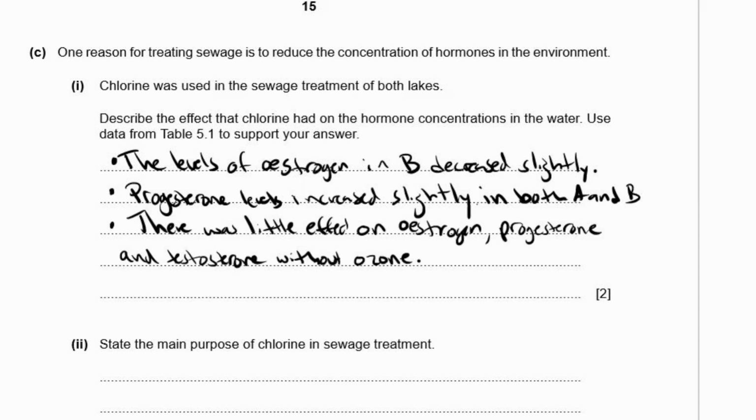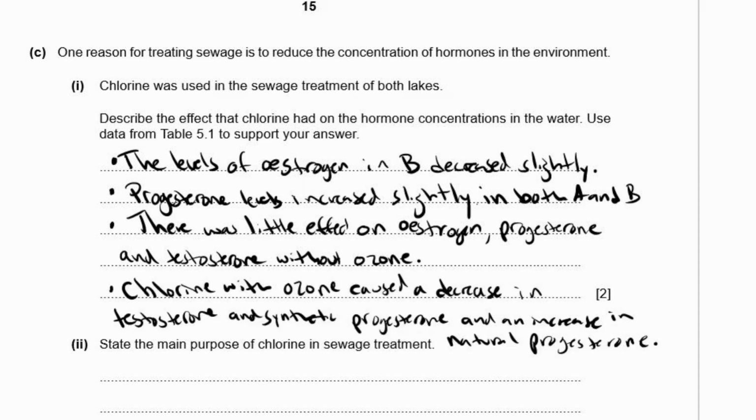So there was little effect on estrogen, progesterone, and testosterone without the ozone. So the chlorine with ozone caused a decrease in testosterone and synthetic progesterone and an increase in natural progesterone.